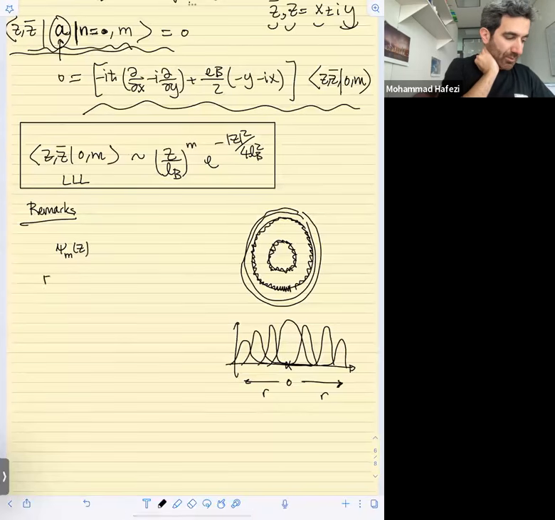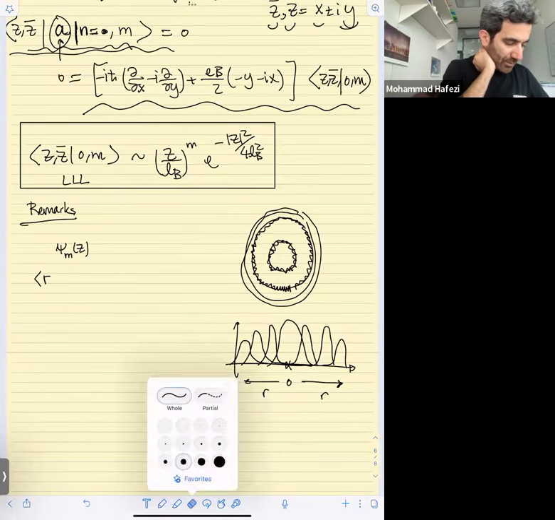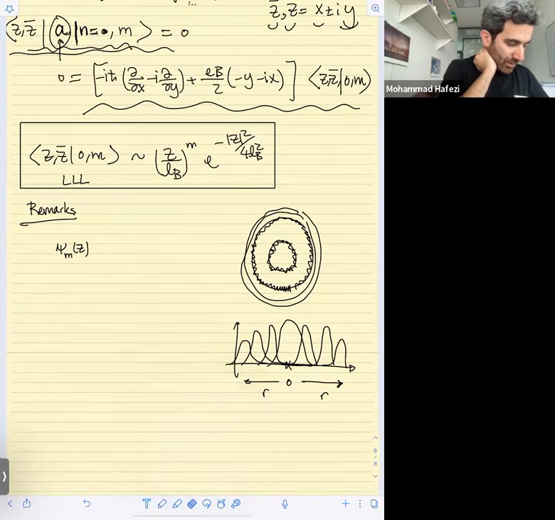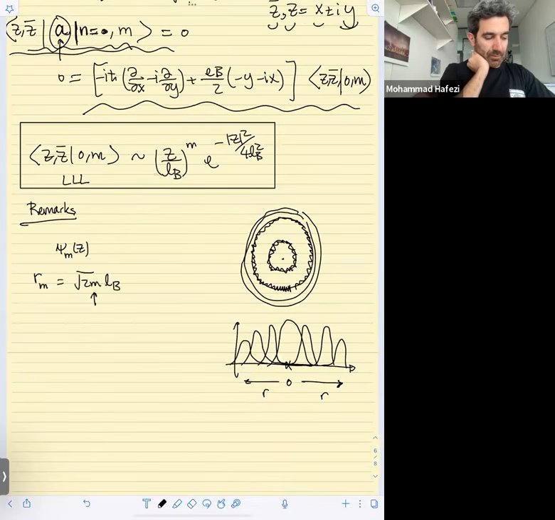And now you can ask, what's the expectation value of r for them? Or what's the average radius of them? So the radius of orbital m is given by the square root of 2m times lb. So if you increase m, the radius increases. If this is the first one, it would be lb, and then the second one would be square root of 2 lb, etc.